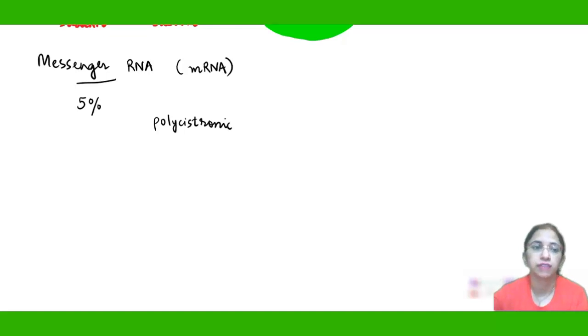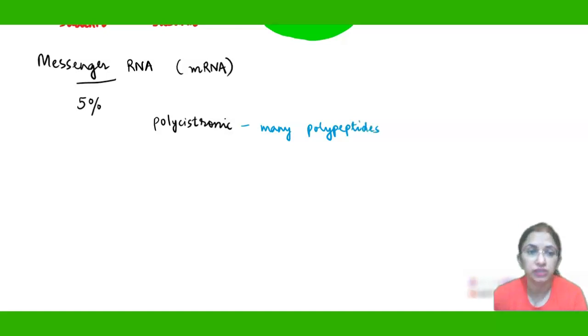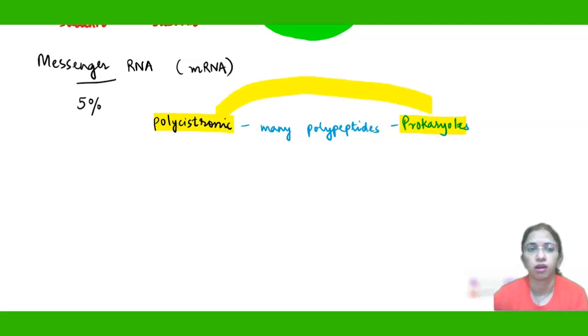Polycistronic means one messenger RNA would be synthesizing many polypeptides, right? As you will see in the Lac-Operon theory, from one messenger RNA, 3 polypeptides will be synthesized. So this type is present in the prokaryotes. Again, I say the difference between polycistronic and monocistronic is important from the board perspective.